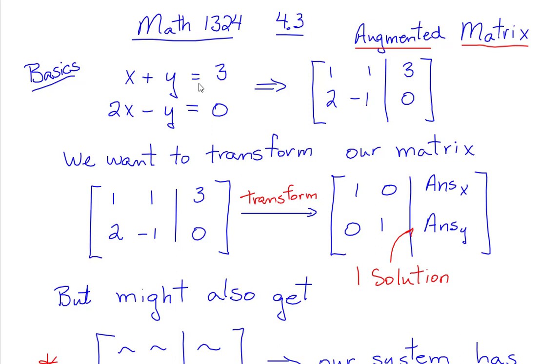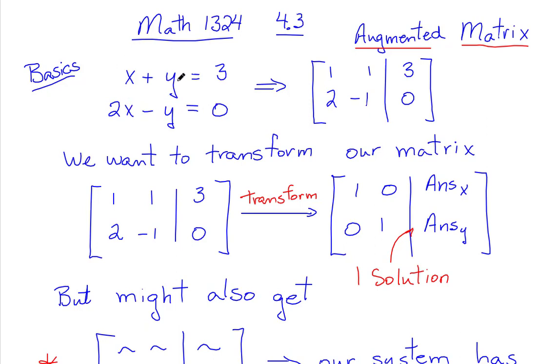To Math 1324. This is section 4.3 on Gauss-Jordan elimination. So let's talk about some basics first. Let's say that I have this system of two equations and two unknowns. The unknowns are x and y. I'm trying to find an x and a y that solve both of them.